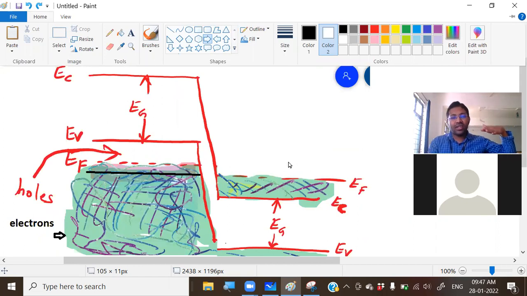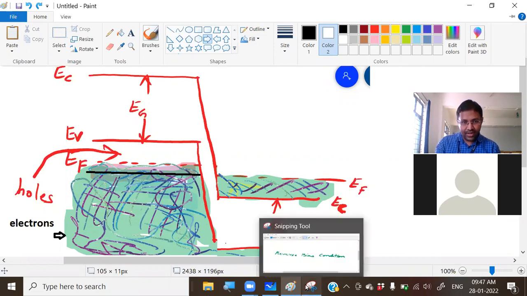So again, this is like water flow. At one side the water is higher compared to the other side, so the water will flow. As long as you give supply, and this is higher compared to this, the water will keep on flowing. That will constitute the current.